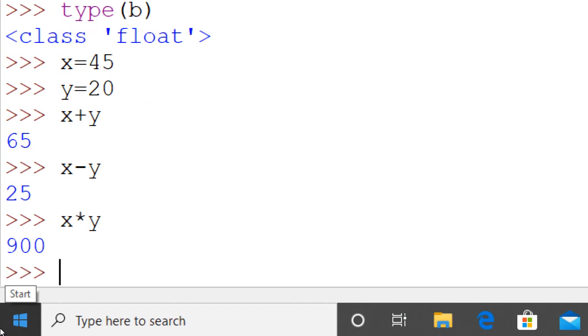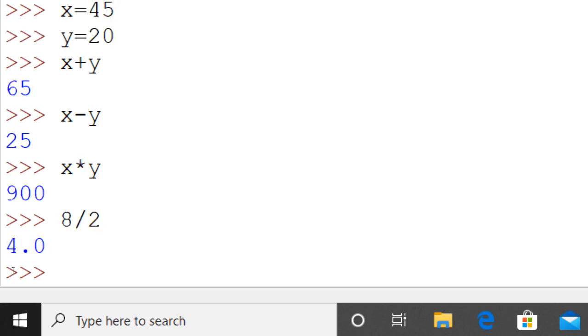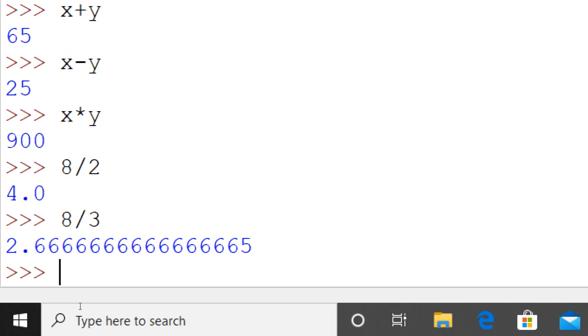Now suppose we have written 8 divided by 2, so obviously we should get the answer 4, but as we are using slash, that is the division operator, the answer will always be in decimal. It doesn't matter whether you are dividing integer by integer, the answer is always in fraction. If I divide 8 by 3, obviously the answer will be in fraction also. But in case of the divide operator, you have to remember that if the answer is not coming in decimal, then it automatically puts decimal 0 at the end of that number, as it is done in the case of 8 divided by 2.